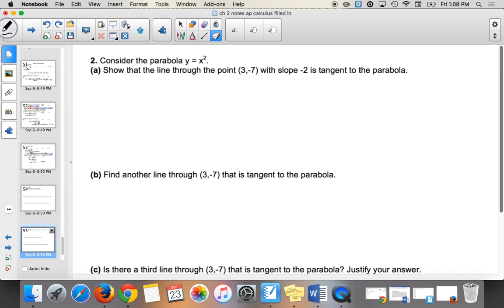No, that's it. All right, so let's skip one. Let's go to one of these. So number 2, consider the parabola y equals x squared. Okay, so we've done these before.